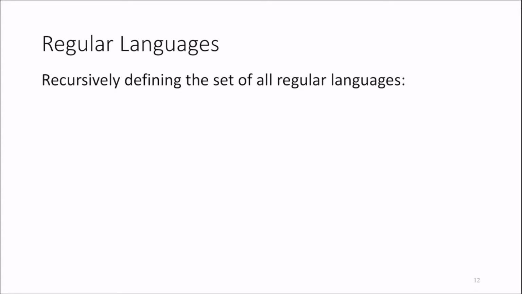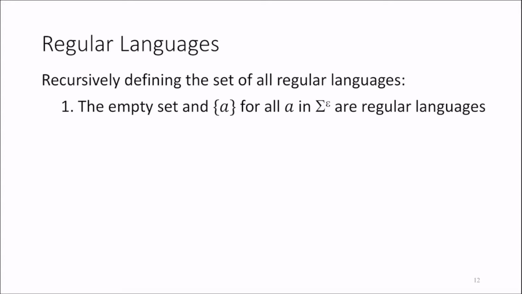A regular language is just a special case of a formal language, and it is defined in the following way. We define the set of regular languages recursively, and again we start from the symbols and then we recursively build up the set of regular languages. And the reason we do this is because, as we'll see, the regular expressions that we're going to use in our lexical analyzer, each regular expression will correspond to exactly one of these regular languages.